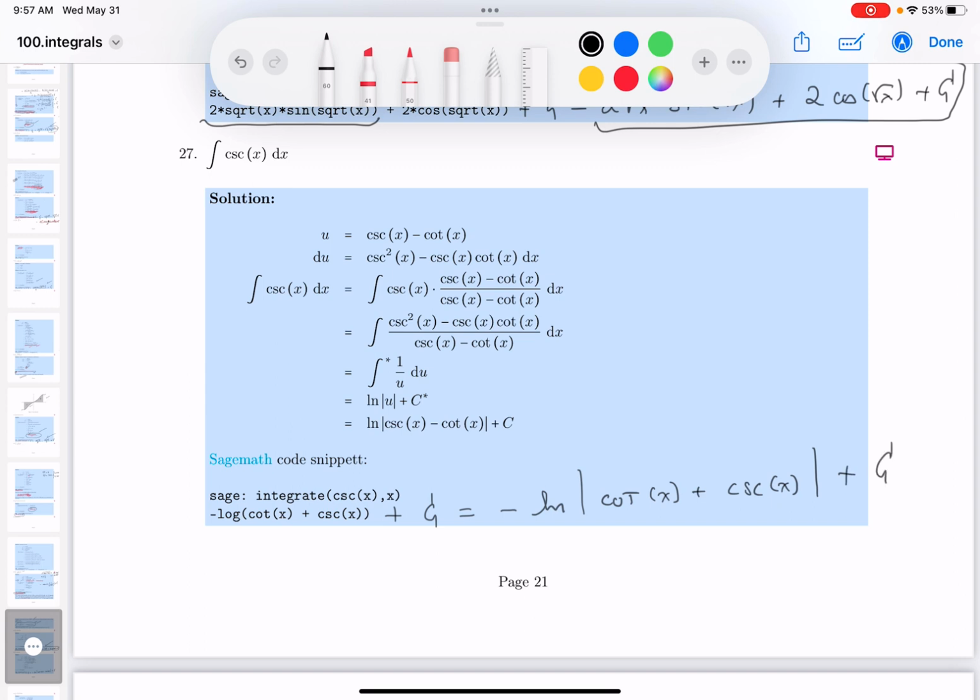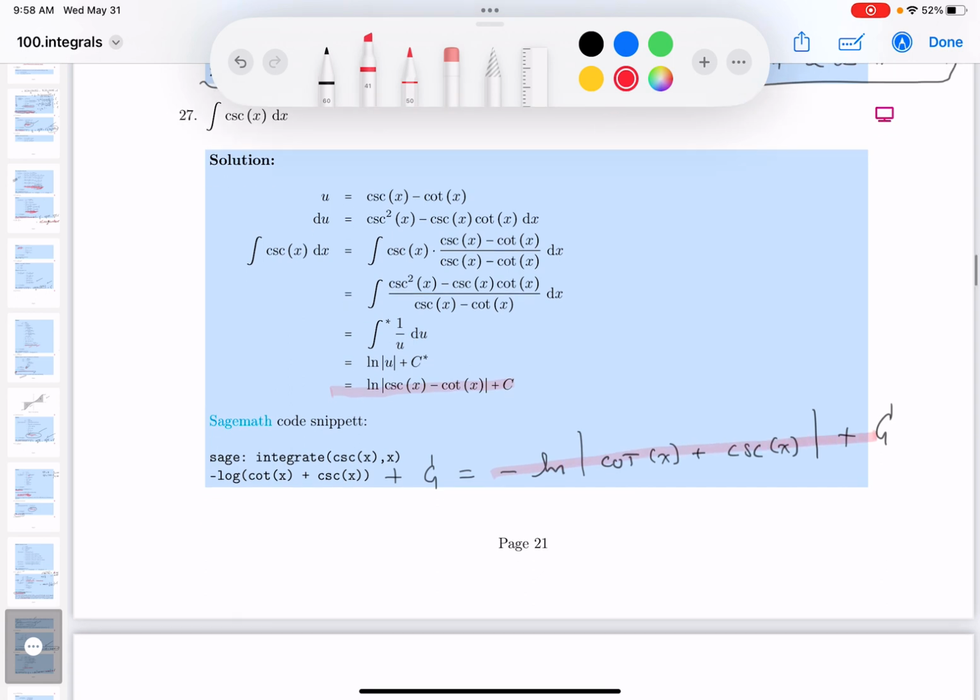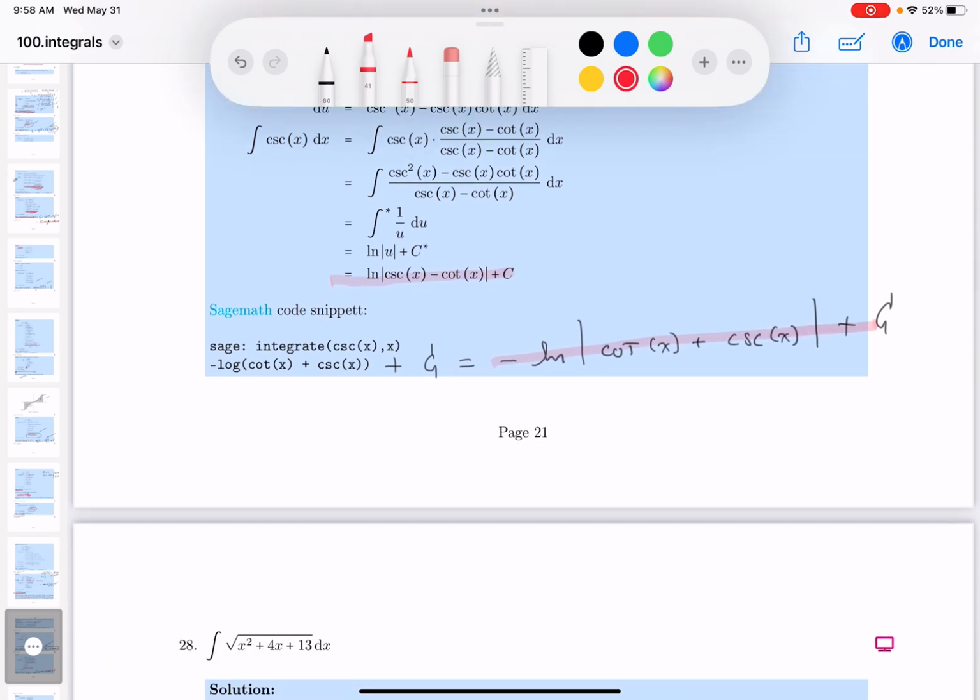So I see some problems right from the get-go, that I'm not really seeing the same answer. I'm seeing something a little bit different over here. And let's be real careful about whether they are really the same thing, or do I need to rethink, and maybe I made an error somewhere? All right, so I'm seeing my answer here, and I'm seeing their answer over here.